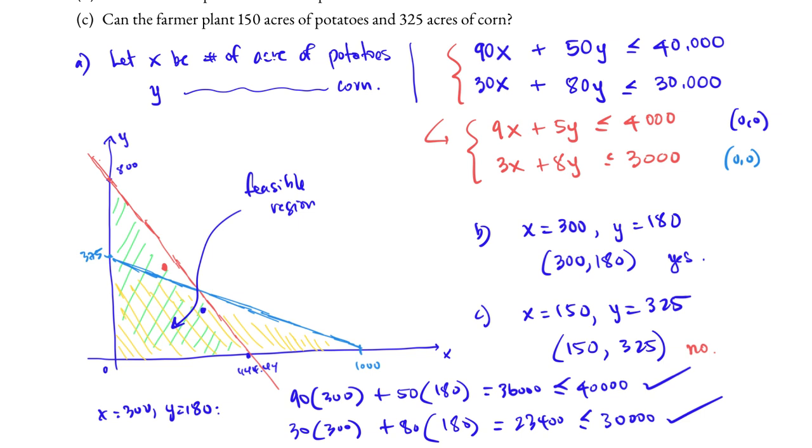So this checks out as well. Since the point satisfies both inequalities in the system, not just the first one but the second one, we say that this ordered pair is in the feasible region. And if we were to check part C, we will see that one of the inequalities will not be satisfied, and therefore it is not inside the feasible region.